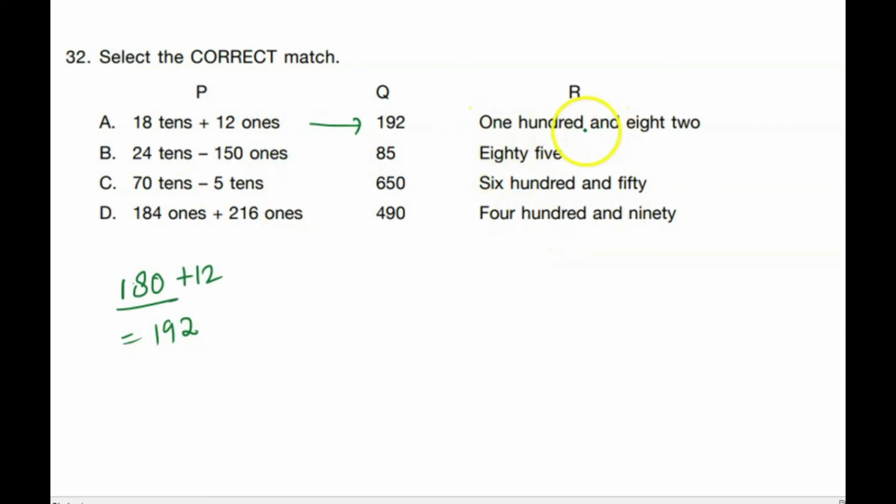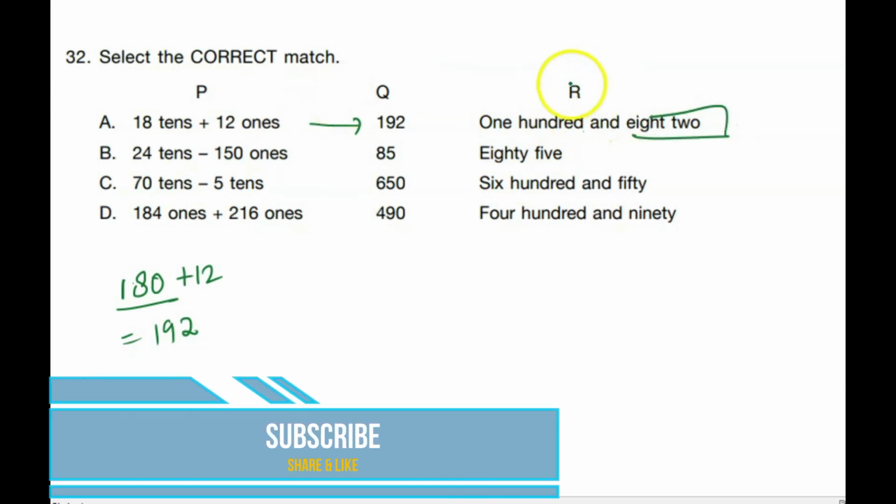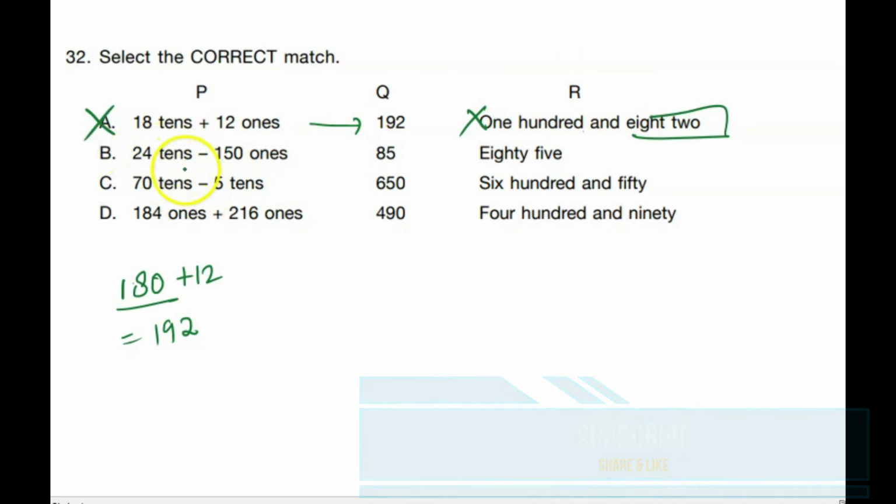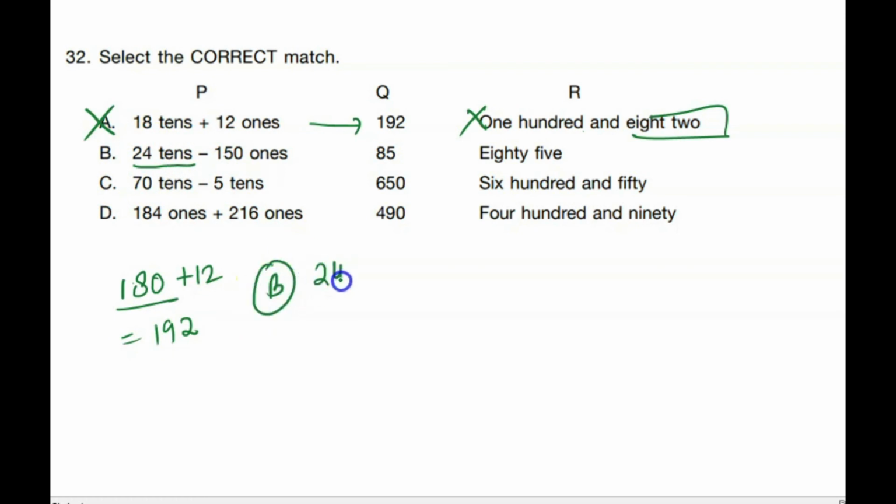And what's written? 108. The value of R here is wrong, so option A is wrong. Next is 24 tens. What is 24 tens? It is 240. Option B we are solving here.